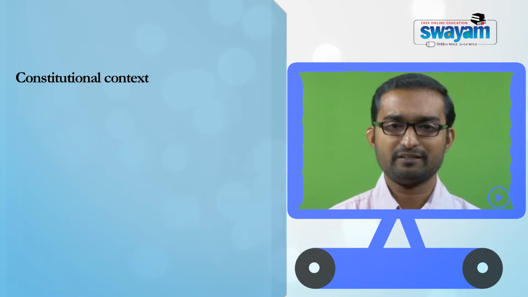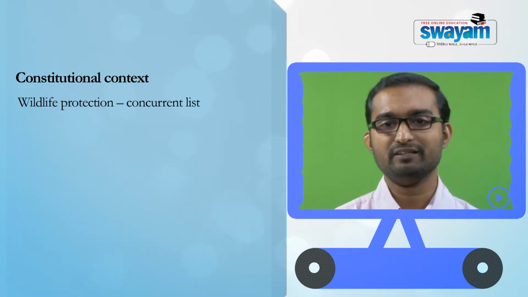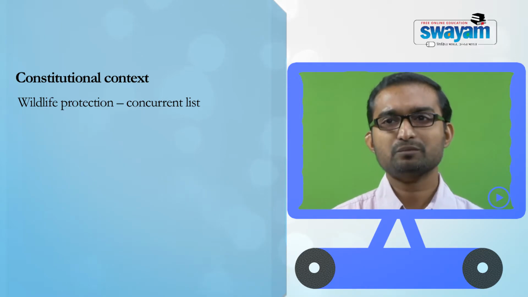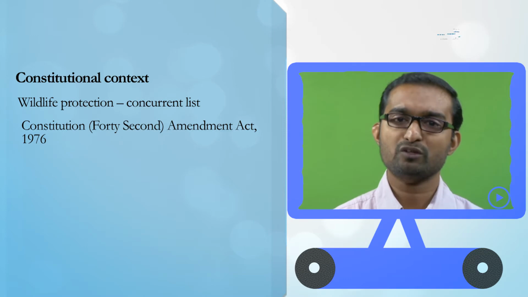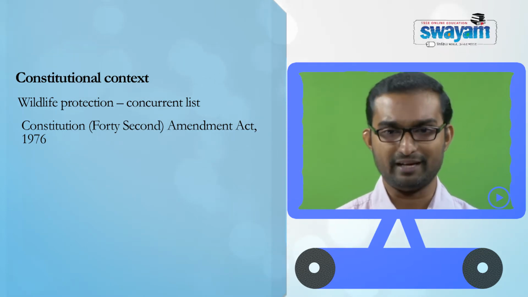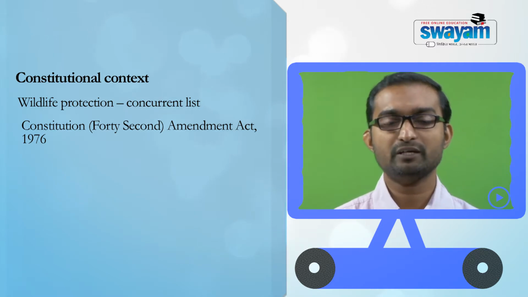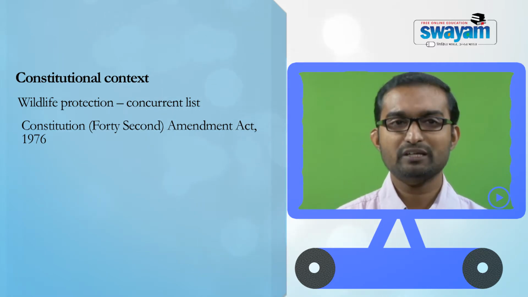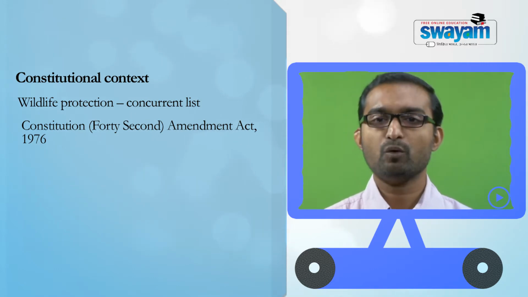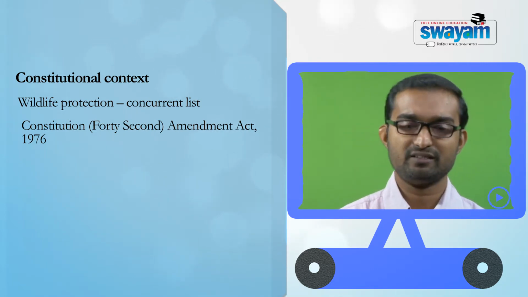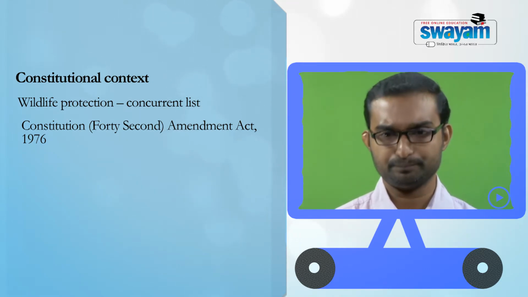So in this context, originally the Constitution had included wildlife in the state list, and this was changed in 1976 through the Constitution 42nd Amendment Act. Through this amendment, the subject matter wildlife was included in the concurrent list. So the legal implication is that, as of now, both the parliament as well as the state legislatures can enact laws on wildlife protection.